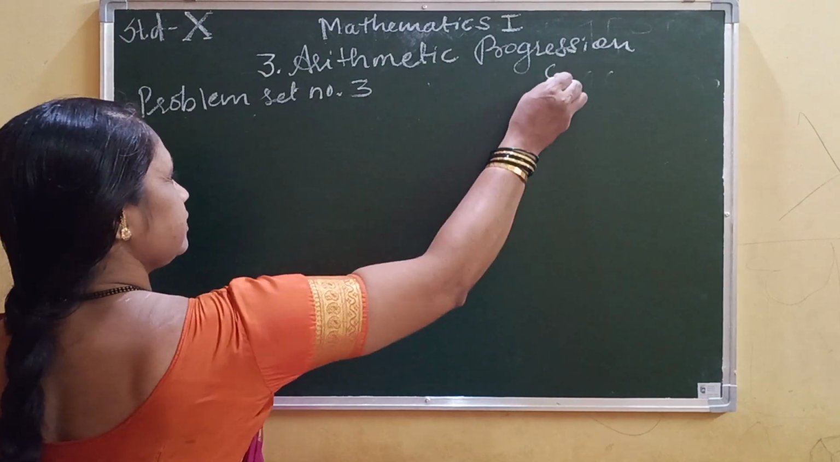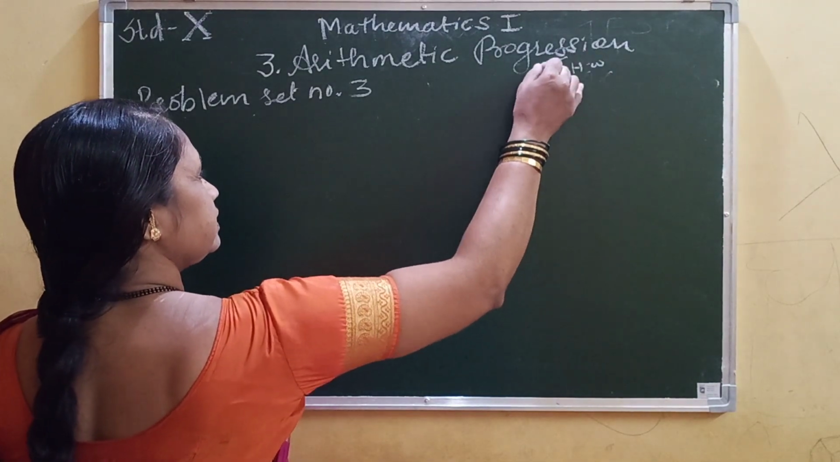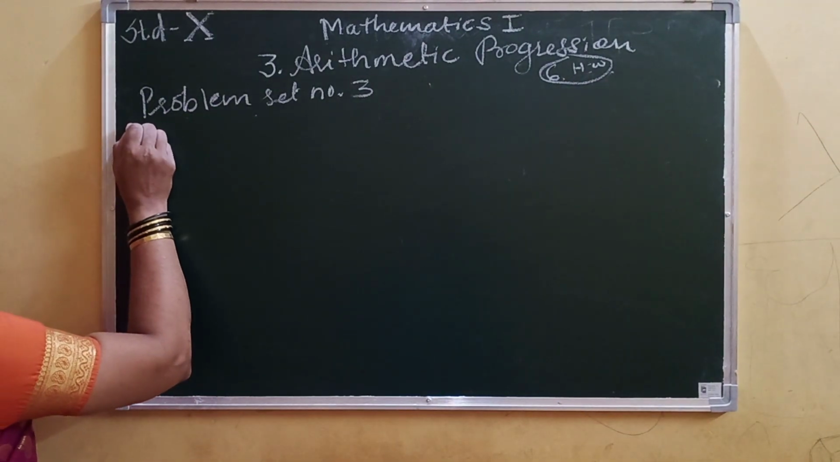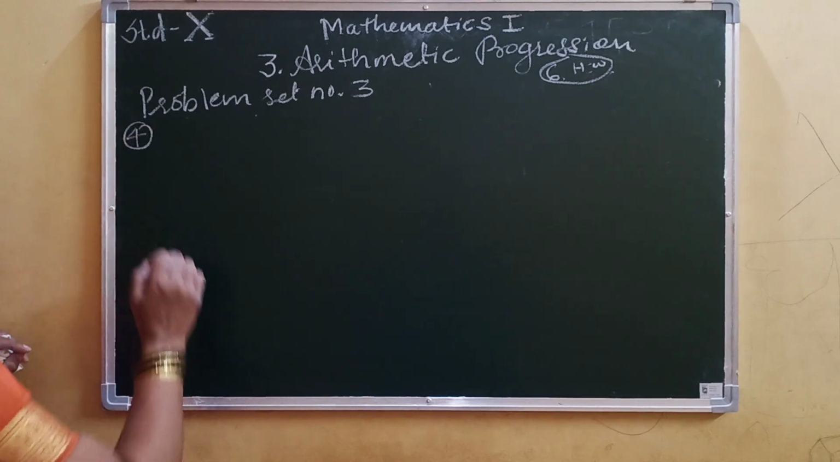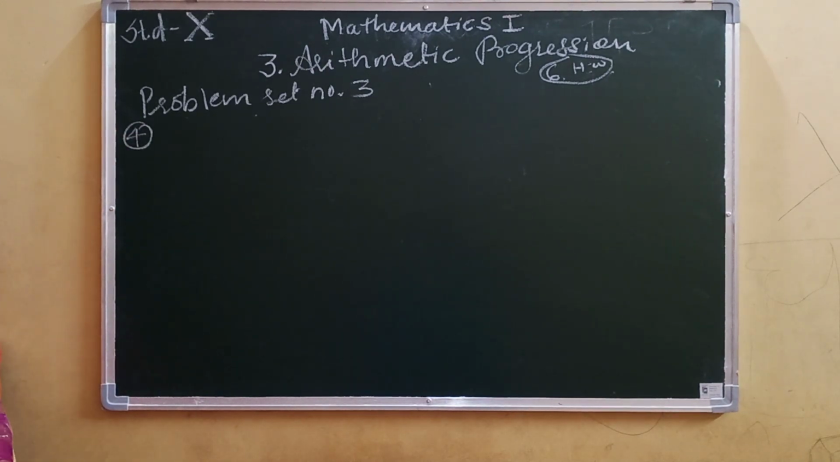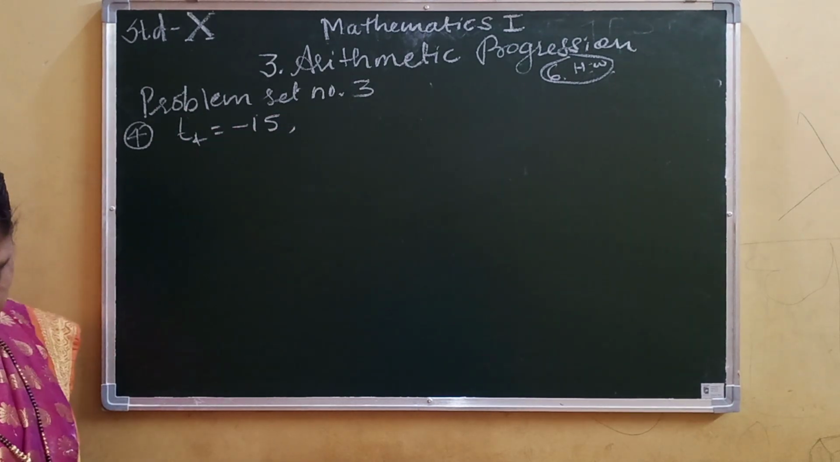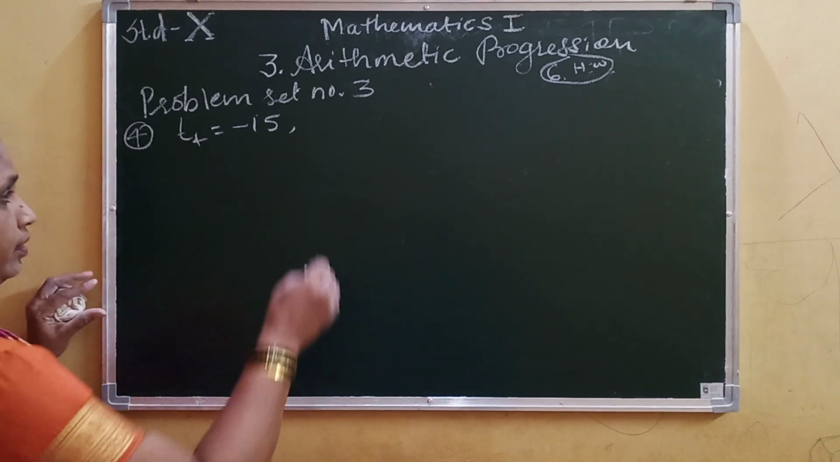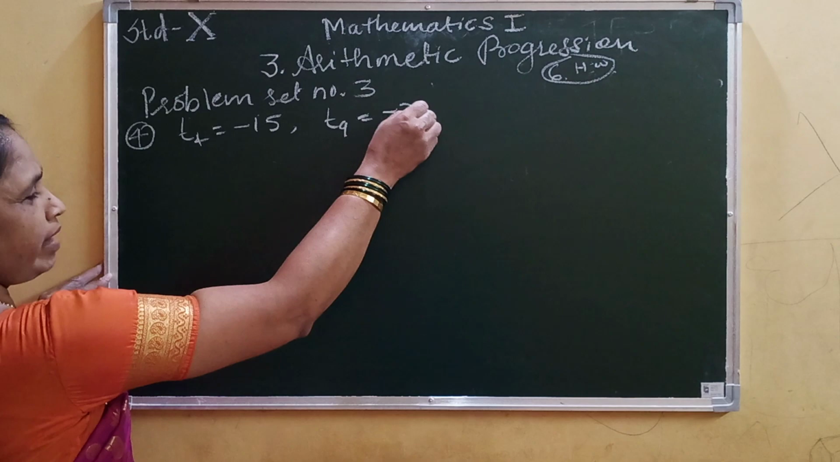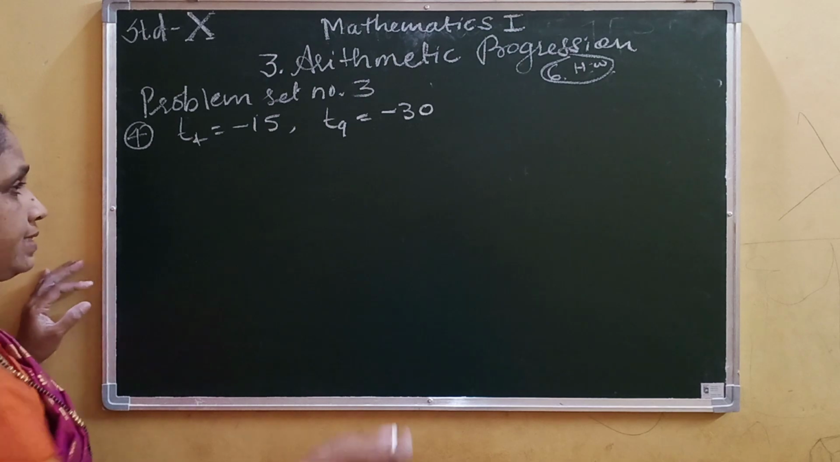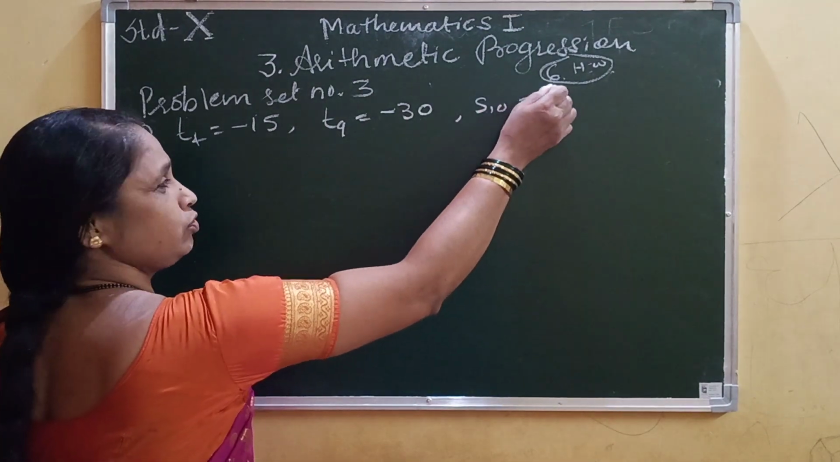Now the sixth example is for homework. Now next is question number 4. The fourth question is: the AP in which the fourth term, T4, is equal to minus 15 and the ninth term T9 is equal to minus 30. Find the sum of 10 numbers. S10 you have to find out.